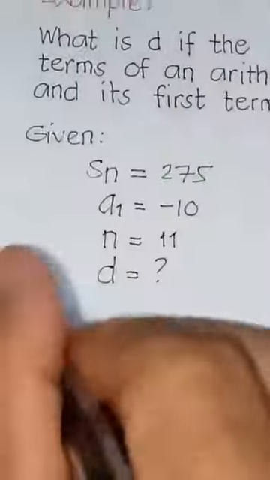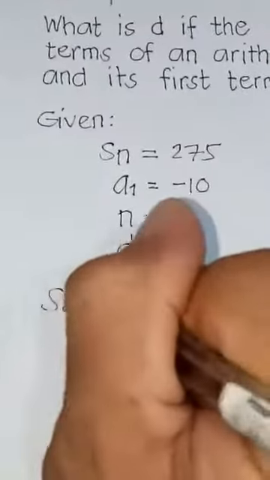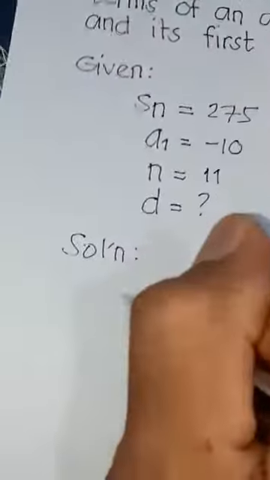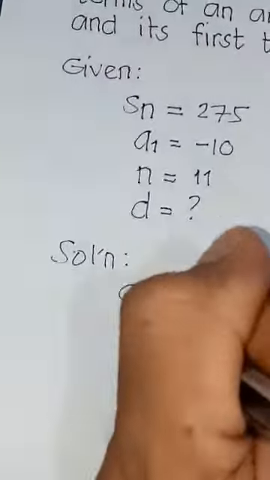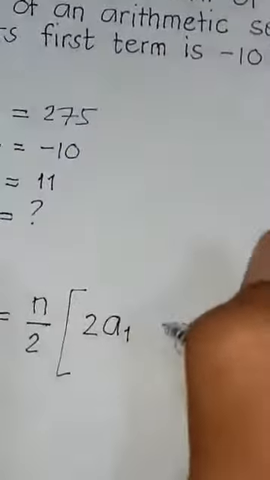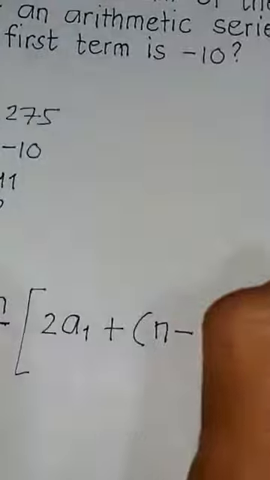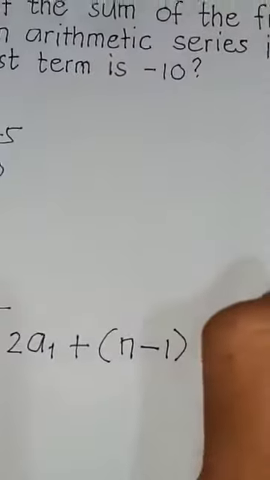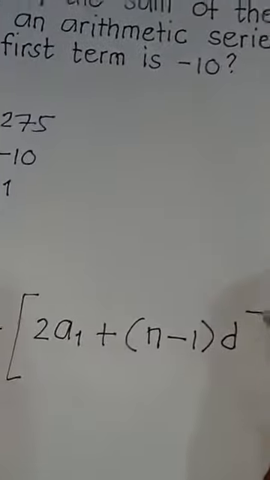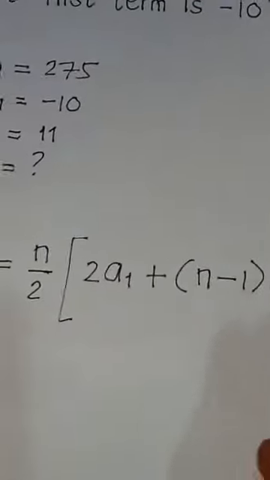So we're going to solve for the common difference D. From the formula, S sub n, or the sum of the arithmetic sequence, is equal to n over 2, multiplied by 2 times the first term plus, open parenthesis, n minus 1, close parenthesis, multiplied by the common difference D, and we have to put brackets here.